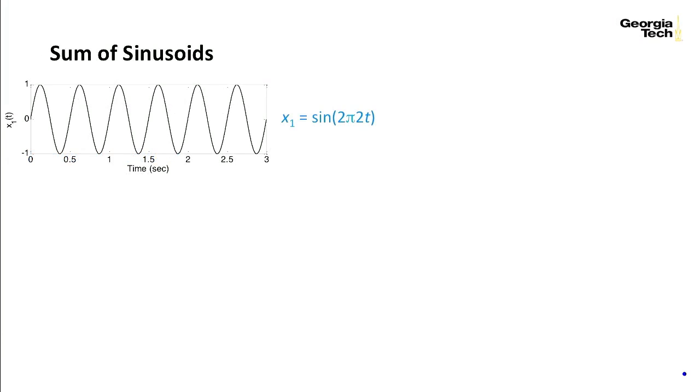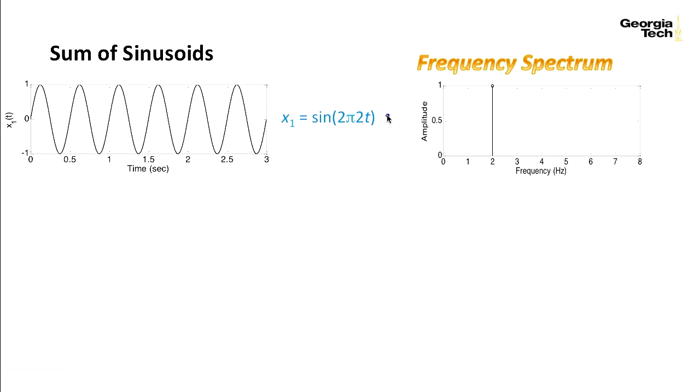Now let's look at a specific example. I've got a sine wave with an amplitude of 1 and a frequency of f is equal to 2. The frequency spectrum looks like this.